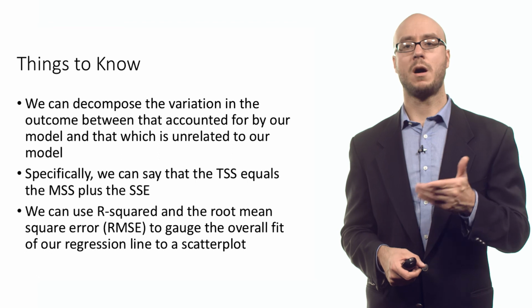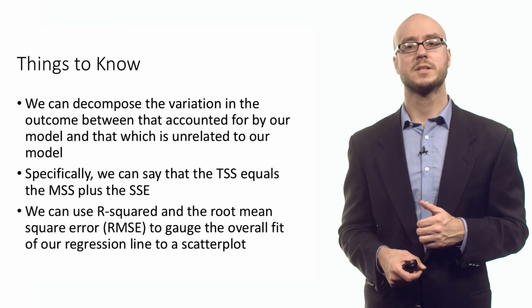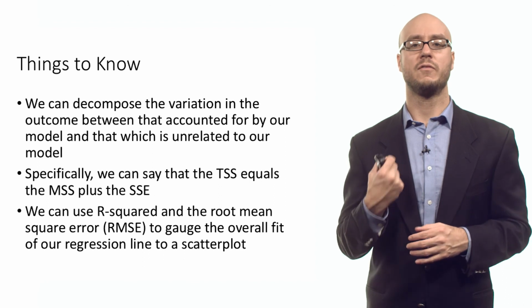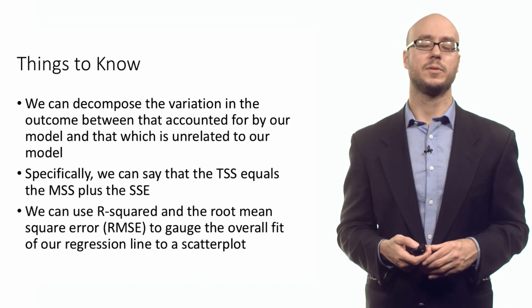The R squared is simply the model sum of squares divided by the total sum of squares. And we can use these tools to gauge the overall fit of our regression line to a scatter plot of data.